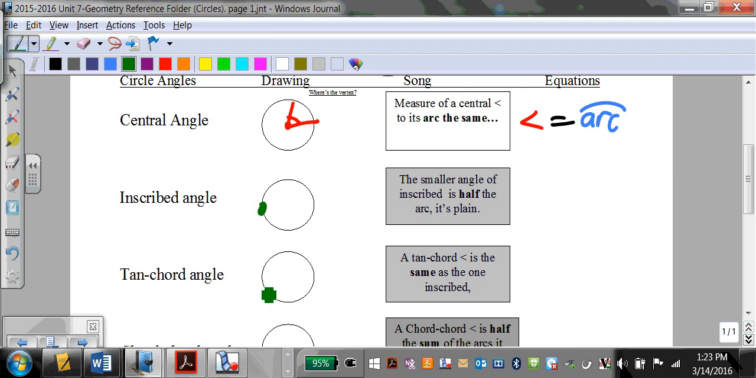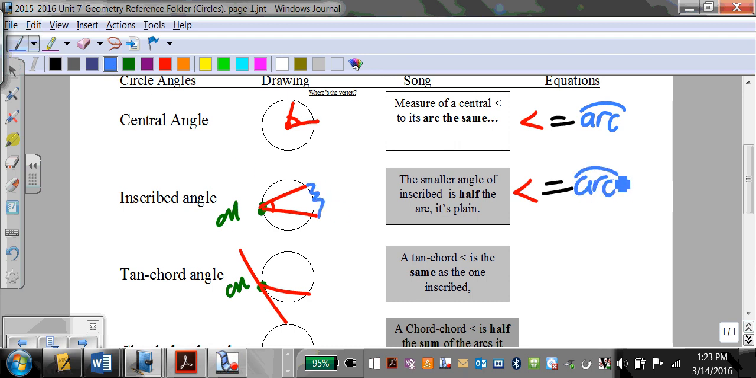Both of these, the vertex is on, so they have the same position, same equation. Angle equals half of the arc for both of them. Again, angle equals half of the arc, over 2. Alrighty, guys, so these are the three you already know.